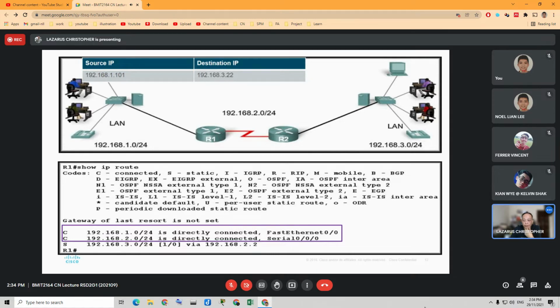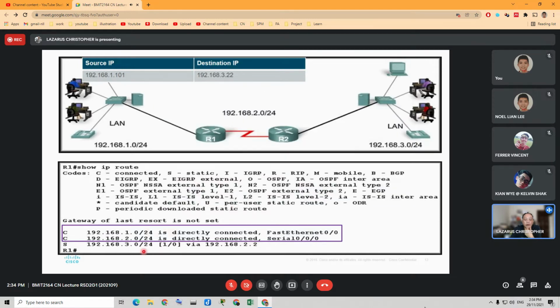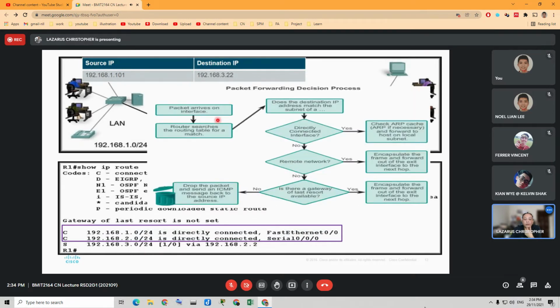Again, working out how the matching works, you follow the packet forwarding decision process. It's a very simple process. If you follow it, it's indicated here. Destination IP, is it a directly connected interface? It's not C, the C doesn't match. So this will trigger no.